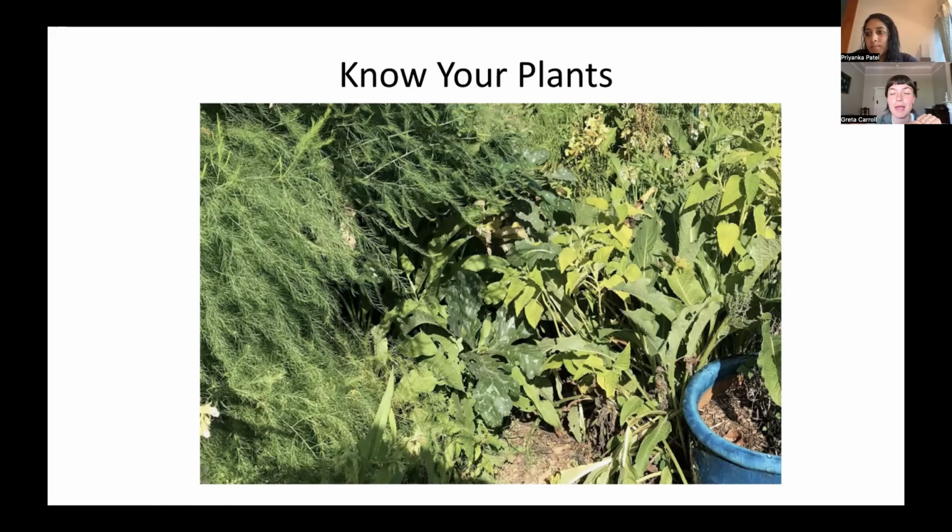Habitat. Habitat? And what might you mean by habitat? Habitat for the mobile species in your food forest. So for pollinators, yeah. Terrific, thank you. Next slide, please, Greta.